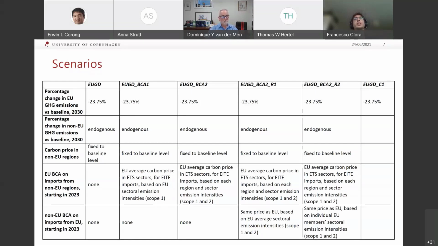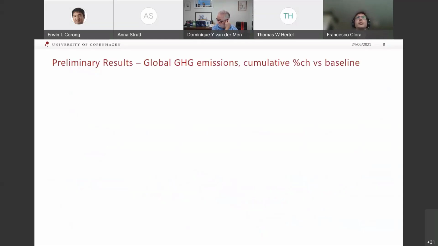And then finally, we run a scenario in which the EU Green Deal scenario, so the first scenario, is met with increased economy-wide carbon prices in non-EU regions, so as to keep emissions fixed at the baseline level. But now let's go to the results, or our preliminary results. And first of all, let's look at the effect on global greenhouse gas emissions compared to the baseline.